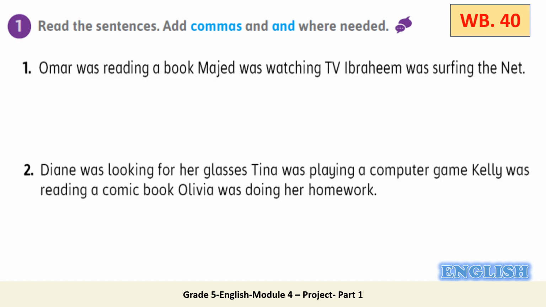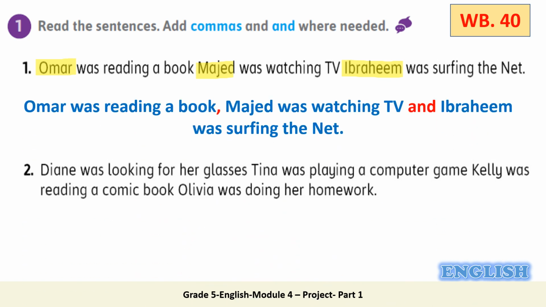Let's check the answers. Number 1. Omar was reading a book. Majid was watching TV. Ibrahim was surfing the net. Omar was reading a book, Majid was watching TV, and Ibrahim was surfing the net. And of course you can notice here that Ibrahim is the final item. Ibrahim is the final name in this sentence. So we added and before the name of Ibrahim. Number 2.